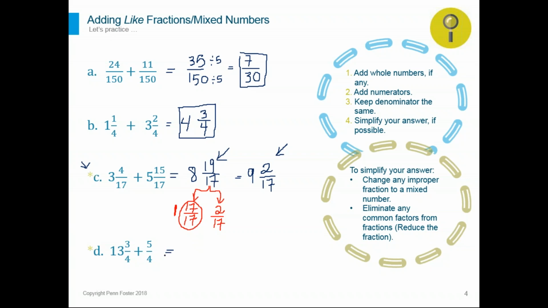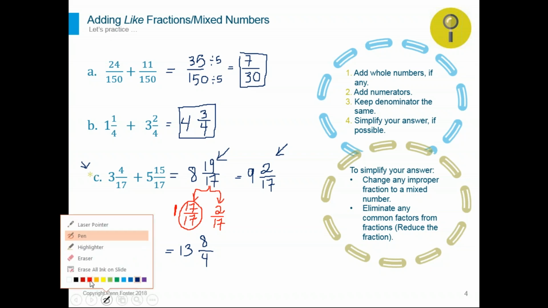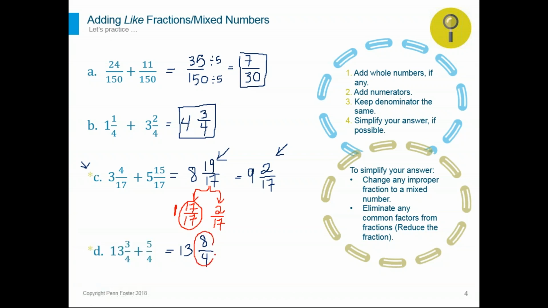Now, 13 plus nothing is 13. There's no whole number there, so it's going to be 13. And 3 and 5 is 8. And 4 will stay the same. Look at the fraction, 8 over 4. It's an improper fraction, but 8 over 4 we know is what? 8 divided by 4 is what? A whole number 2. So this is actually a whole number 2.